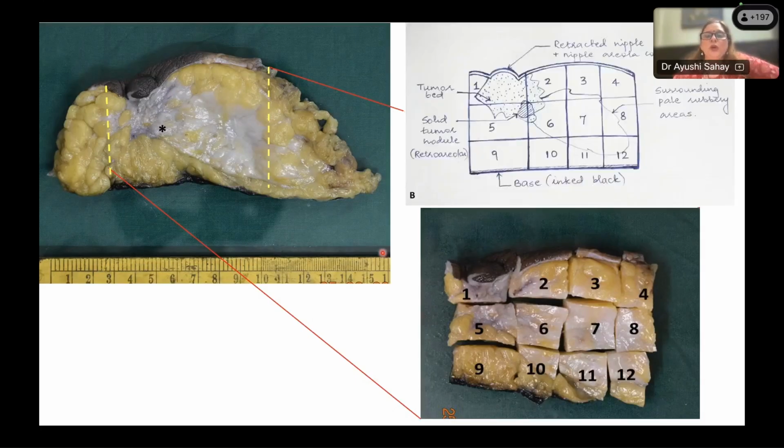So in this way, you have to make a grid diagram, and you have to give whatever you are seeing grossly identifiable, what you think is the tumor bed, and the surrounding pale rubbery areas that were given, and accordingly the response can be measured, and the gross size can be corrected. If there are residual foci of tumor in these different areas, then the T size can be corrected with the help of microscopy and grid size reconstruction.